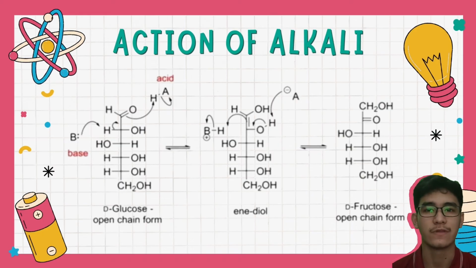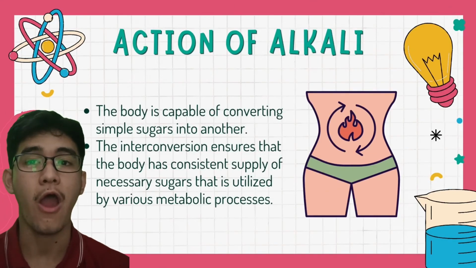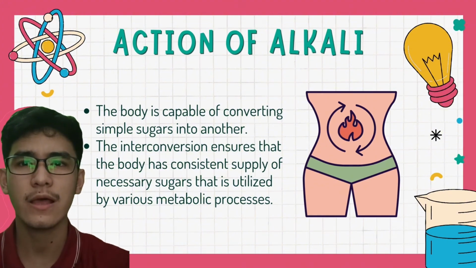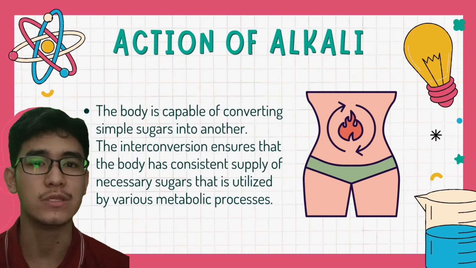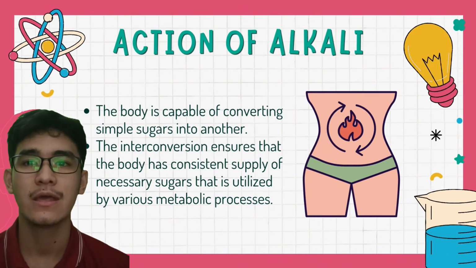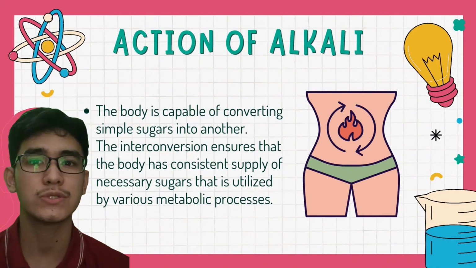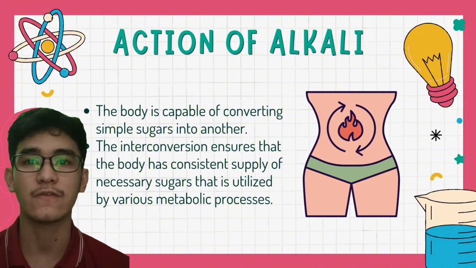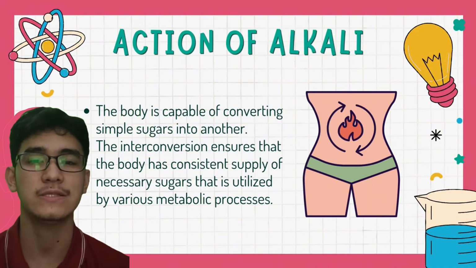Now, does any of the class know the importance of this phenomenon in our body? Well, our body is capable of converting simple sugars into another, like how utilizable sugars are converted into D-glucose and its continuous conversion into D-fructose and D-mannose. This interconversion ensures that the body has a consistent supply of necessary sugars that can be utilized in different necessary processes like metabolism. So did anyone feel amazed by that?